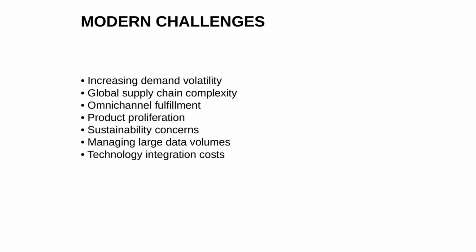Even with better tools, inventory management remains challenging. Demand volatility makes forecasting difficult and increases the risk of either overstocking or stockouts. Global supply chains add complexity: more suppliers, more handoffs, longer lead times, and higher disruption exposure. Omnichannel fulfillment forces companies to coordinate inventory across stores, warehouses, and online channels. Product proliferation increases the number of SKUs, which complicates planning and increases the chance of slow movers.